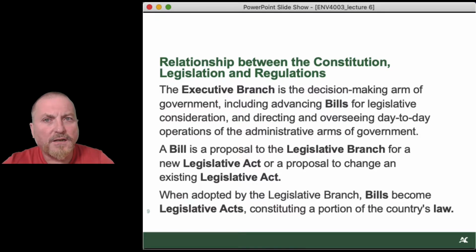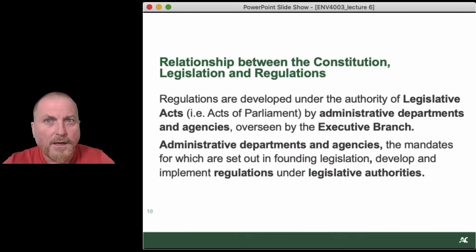So when adopted by the legislative branch, bills become legislative acts constituting a portion of the country's law, right? I'm saying it in 2 minutes, but it can take 2, 3, 4 years for a piece of legislation to pass, right? Now, regulations and other policy instruments are developed under the authority of legislative acts. That's why you need to know about legislative acts, because if you're trying to advance an environmental policy that requires regulation or an economic instrument or some other action, those can only be adopted under the pre-existing powers of a legislative act, right?